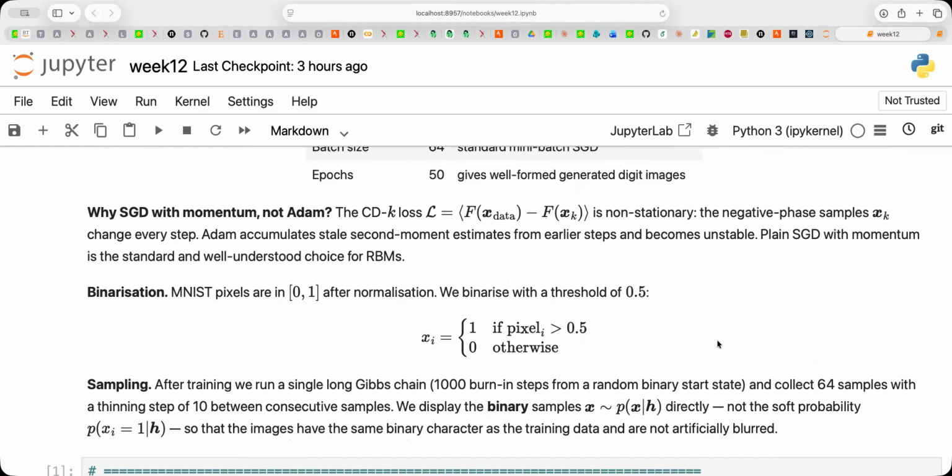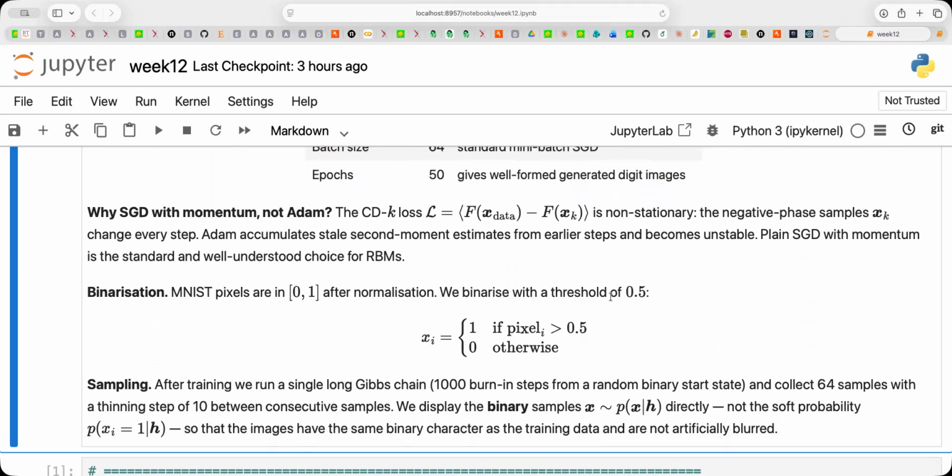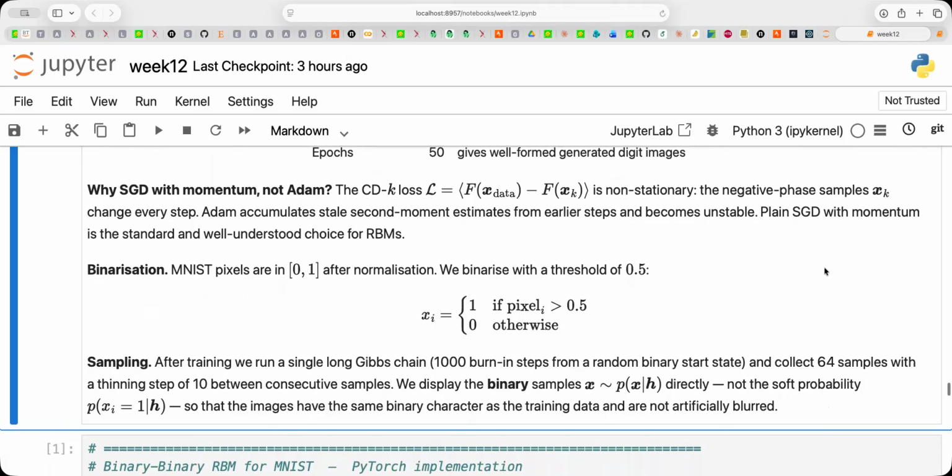Actually, this is an important aspect, why you use stochastic gradient descent with momentum and not Adam. This case here, as you saw also from the previous case with the XOR, is non-stationary, and the negative phase samples x_k change every step. Adam, on the other hand, accumulates second-order moments from earlier steps and becomes unstable. So here, the preferred algorithm is actually plain stochastic gradient descent with momentum.